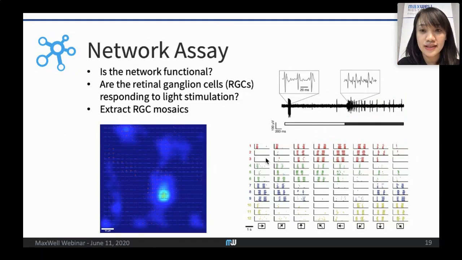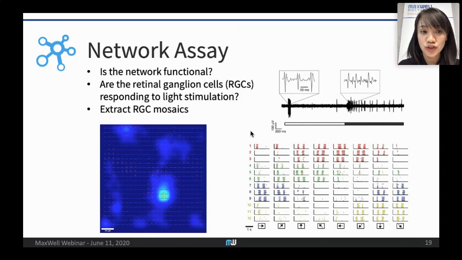And then use the next assay, which is our network assay. Here, normally we ask, is the network functional? But for retina, we can ask, are the retinal ganglion cells responding to light stimulation? So you can just record from many of these retinal ganglion cells at the same time as you are producing light stimulation. So here on the right side, we see a response of a retinal ganglion cell to light. So this is light on and light off. So this is an on-off cell where it is active at the first part of the on light, and it has this activity during the off state of light.